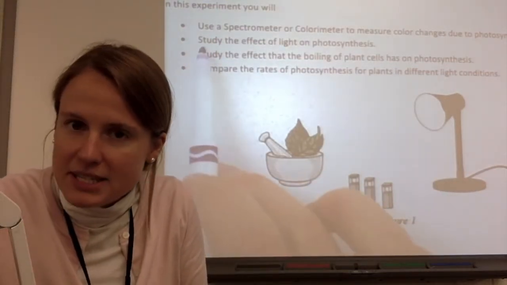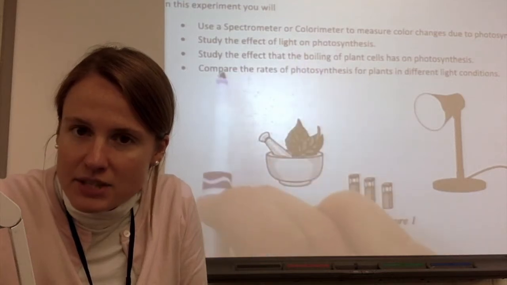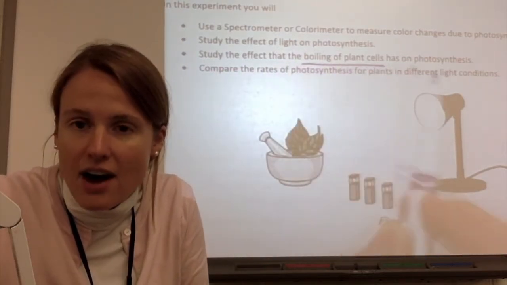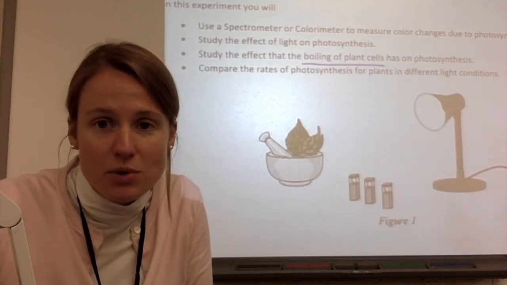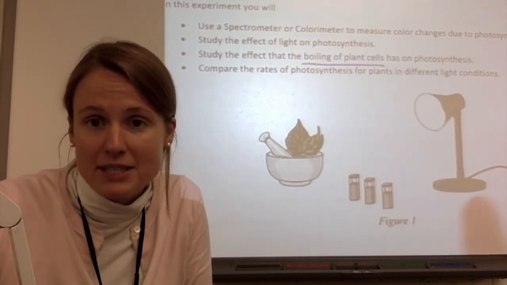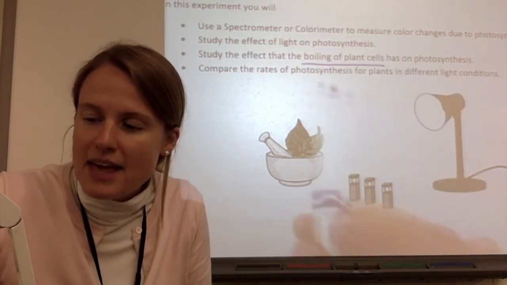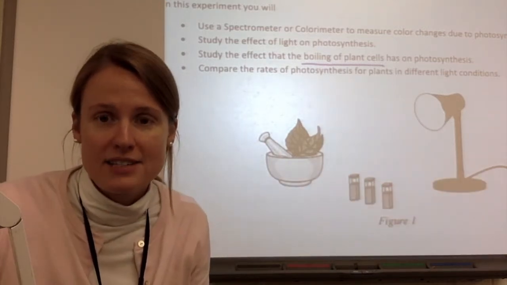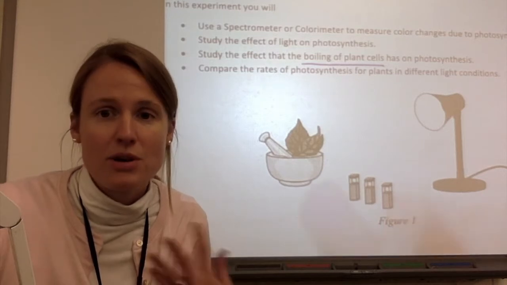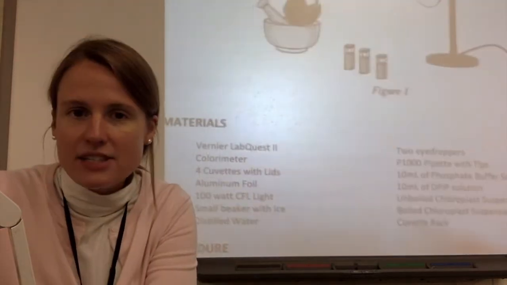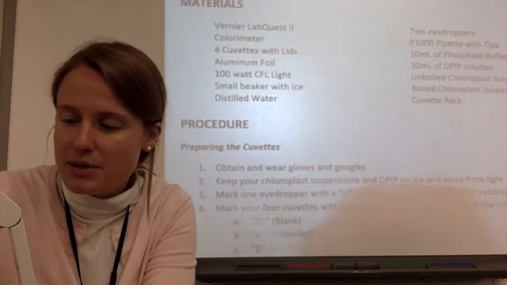So you're also going to be studying the effect of light on photosynthesis, and studying the effect of boiling plant cells on photosynthesis. You're going to boil some chloroplasts and plant cells and see if they can still do photosynthesis. And then you're going to come up with what you want to test. You're going to do the open inquiry part where you get to figure out what you want to test the effect of. So this has all of the materials and it has a procedure for you.